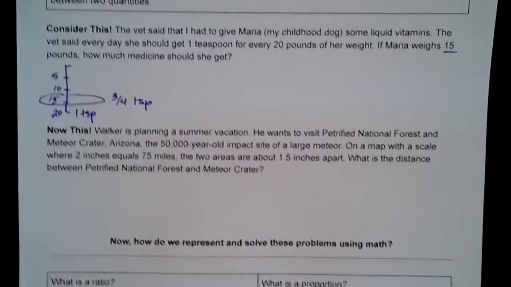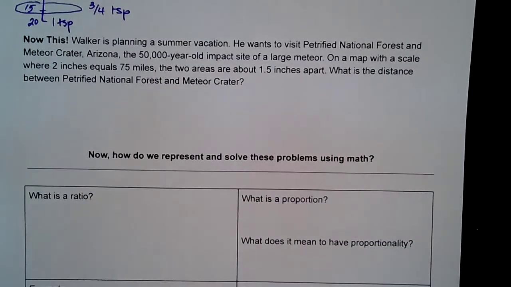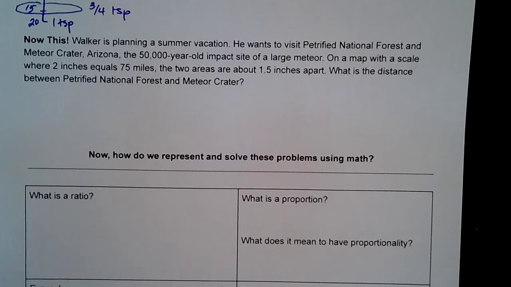However, if we look at the next problem, Walker is planning a summer vacation. He wants to visit Petrified National Forest and Meteor Crater in Arizona, the 50,000-year-old impact site of a large meteor. On a map with a scale where 2 inches equals 75 miles, the two areas are about 1.5 inches apart. What is the distance between Petrified National Forest and Meteor Crater?